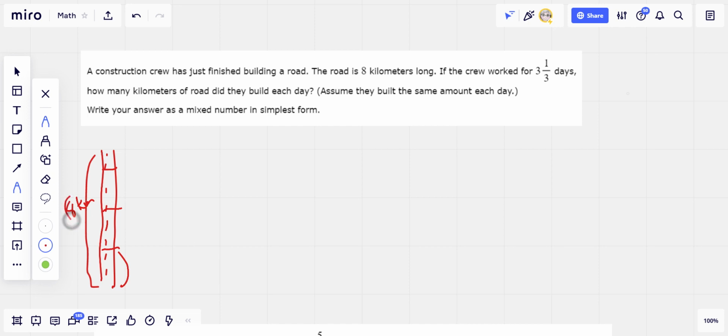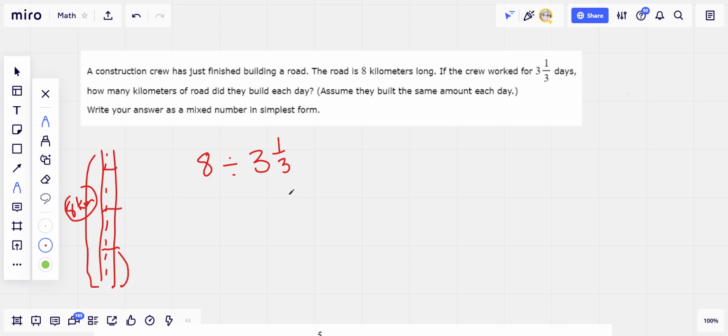Well, if we're starting with 8 kilometers, we're going to end up with a smaller answer. That's probably division. If that's the direction we're going, some bigger whole to a smaller part, we're dividing it into parts. So we're going to set up the problem like this. The 8 kilometers, we're going to divide that by the 3 1/3 days. So 8 divided by 3 1/3.